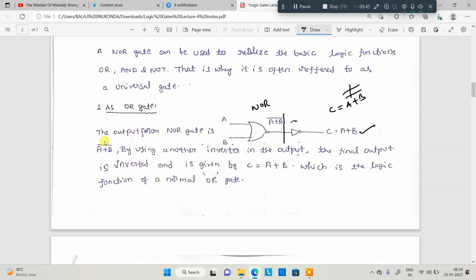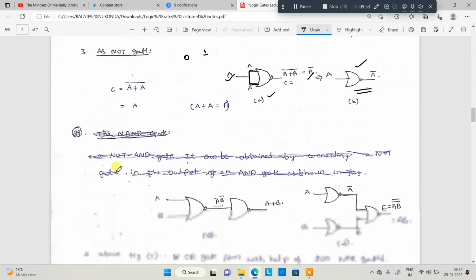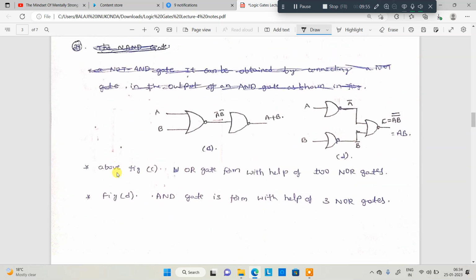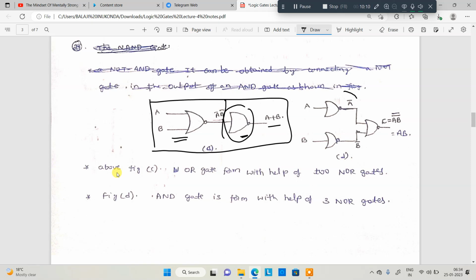Now my question here: replace this NOT gate with a NOR gate. Then you will get the OR gate with the help of NOR gates. In that particular case, up to here this is a NOR gate, and that is converted into a NOT gate, right? You will get A plus B. This shows the NOR gate is a universal gate. Two NOR gates are required to construct the OR gate.